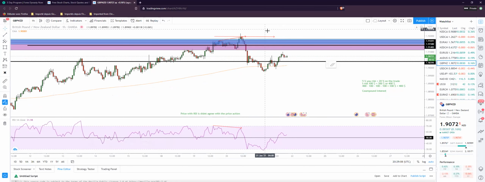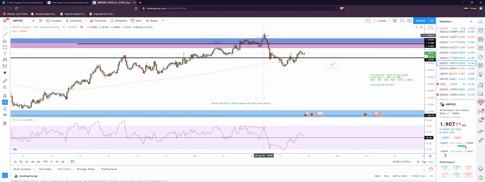Yeah. Okay. So Jan, did that make sense? It's breaking the institutional level and then immediately doing the opposite? Okay, so that's the market manipulation.